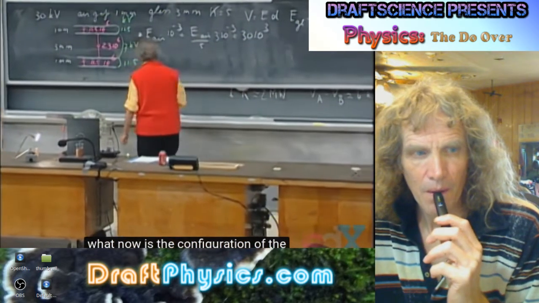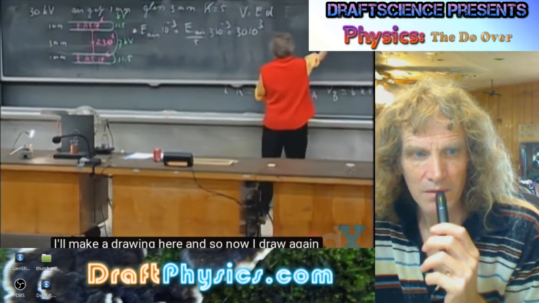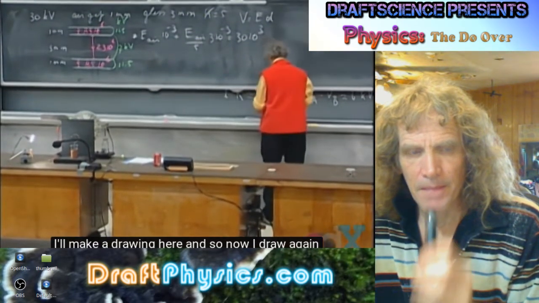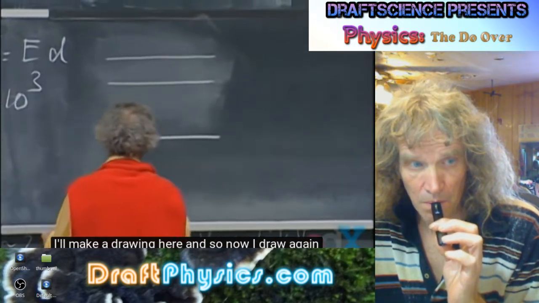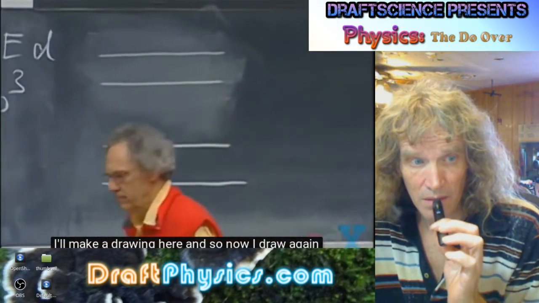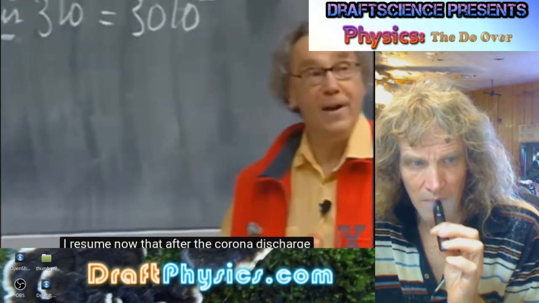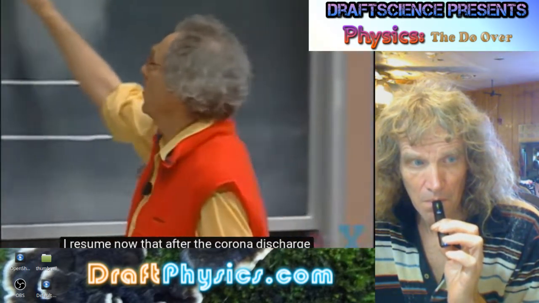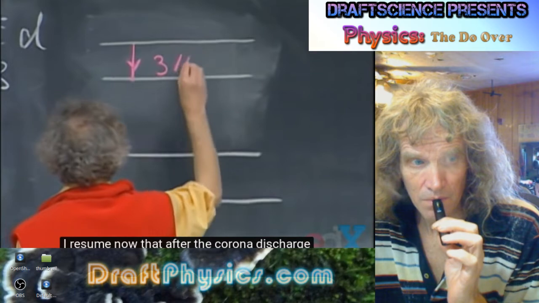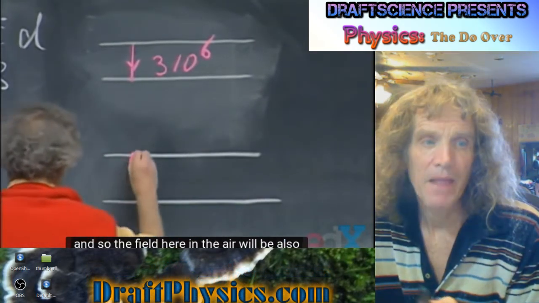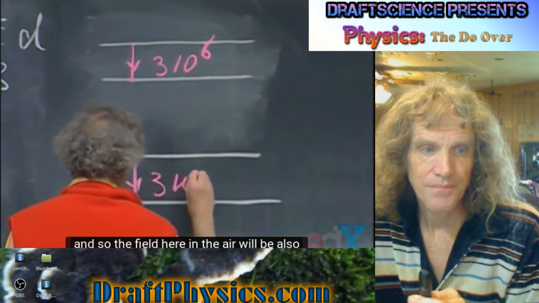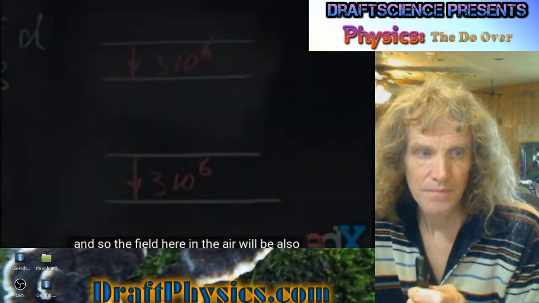Electric fields and the potentials. I'll make a drawing here. And so now I draw again the conductor, the glass, and the conductor. I'd assume now that after the corona discharge, this field here is 3 times 10 to the 6. Maybe a little lower, but that's the maximum it can be. And so the field here in the air will also be 3 times 10 to the 6 volts per meter.